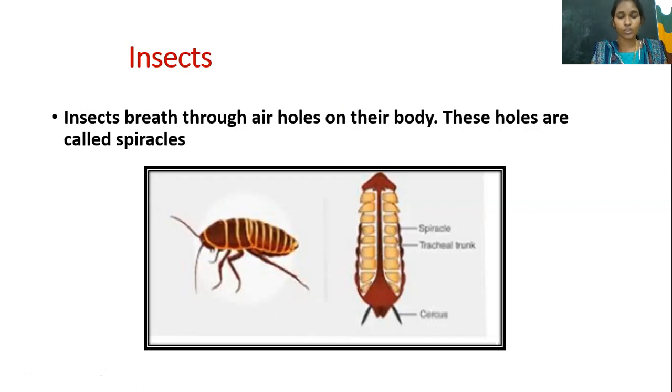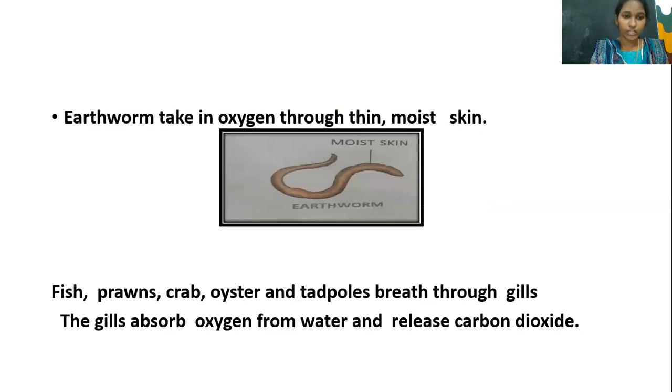Insects breathe through spiracles. Okay. Next, earthworm. Earthworm take in oxygen through thin, moist skin. What is the breathing organ of earthworm? Thin, moist skin. Earthworm take oxygen through thin, moist skin.